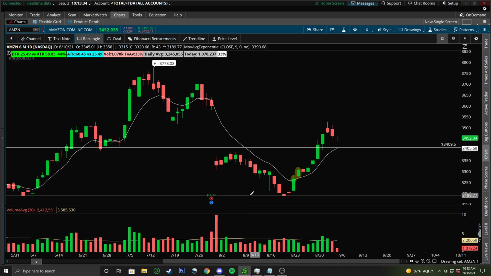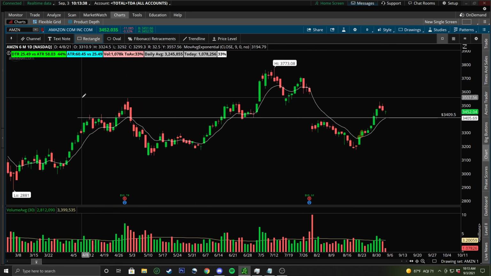But regardless, let's get a couple other levels marked, very important levels. You see we have a very strong resistance right here that was used as support.